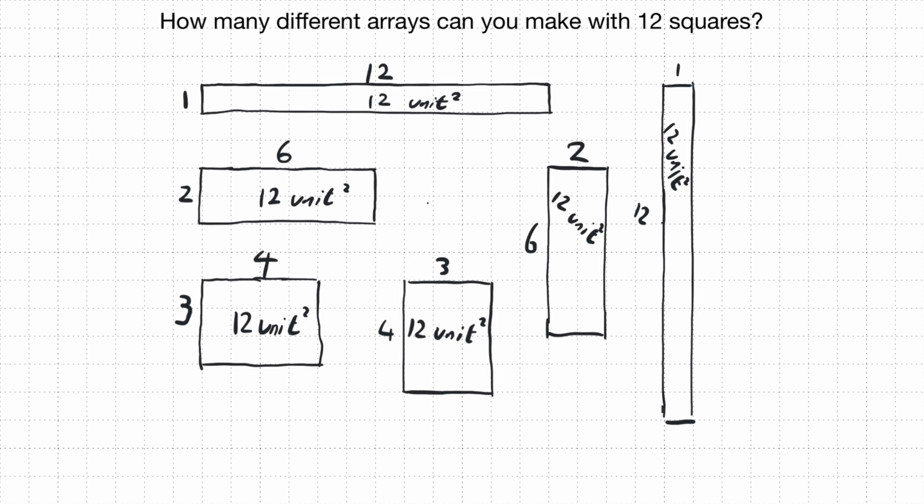So how many different arrays can you make with 12 squares? I can make 1, 2, 3, 4, 5, 6 different arrays with 12 squares.